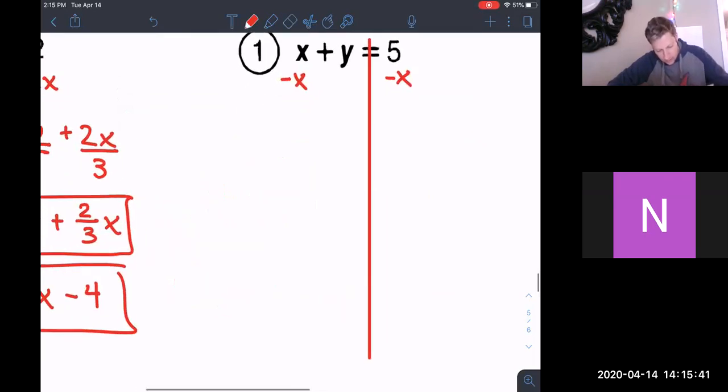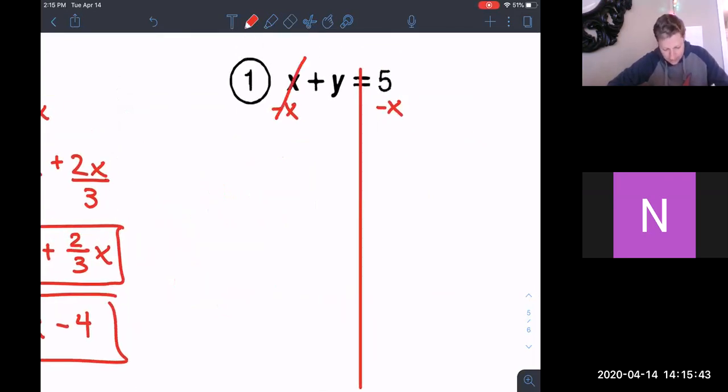So those x's will cancel out. We get a 0 there. Bring down our y. And we have a 5 and a negative x. How should I write that? If I write my answer with the x term first, what's it going to look like? I'm going to bring this down: y equals 5 minus x. If I want to put that x term in front of the 5, what's it going to look like?